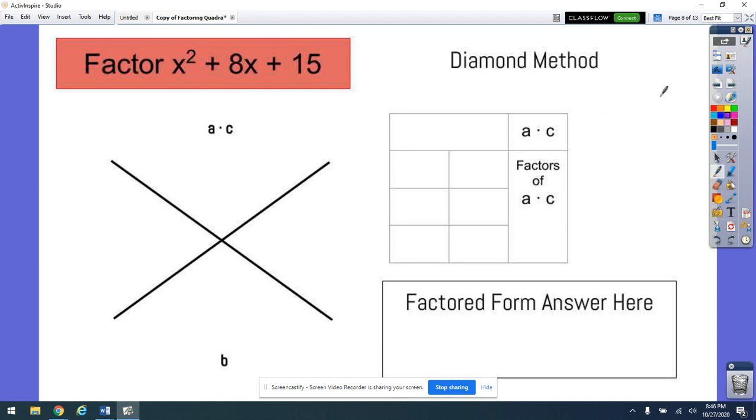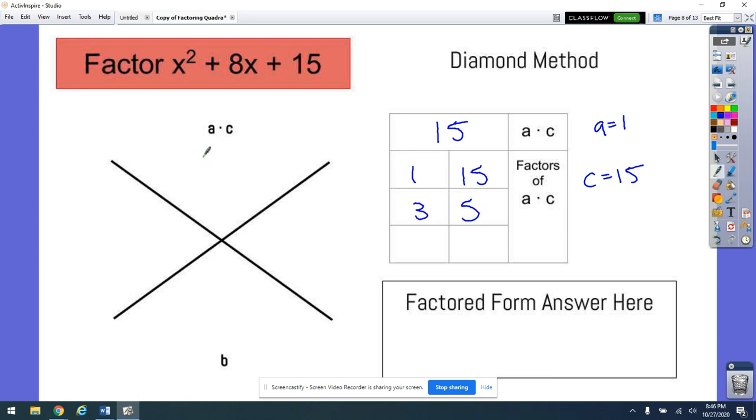Diamond method. Diamond method is very similar. The only difference is just how it's set up. You're doing the same thing, except most of your work is setting up here. So basically, in other words, I take my A and C. So again, A is 1, C is 15, and I do that same process here. So this part really doesn't change. My factors of 15: 1 and 15, 3 and 5.